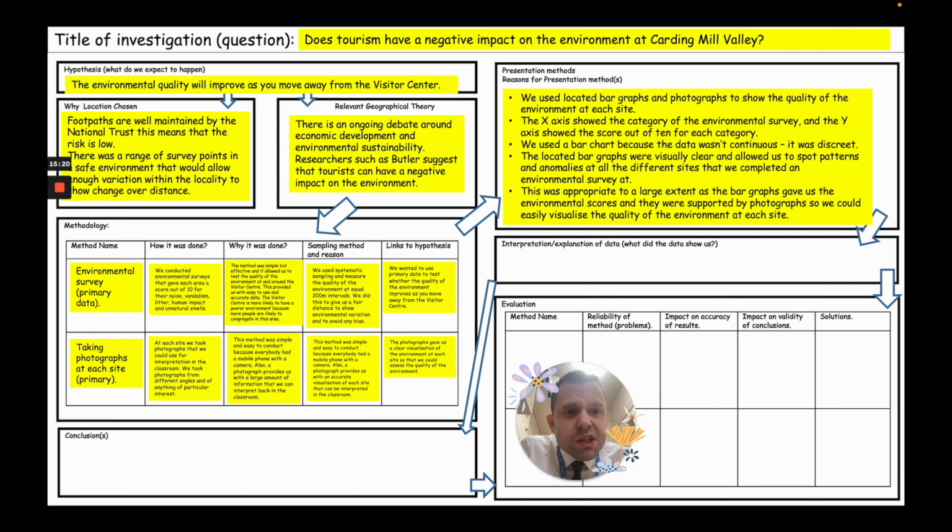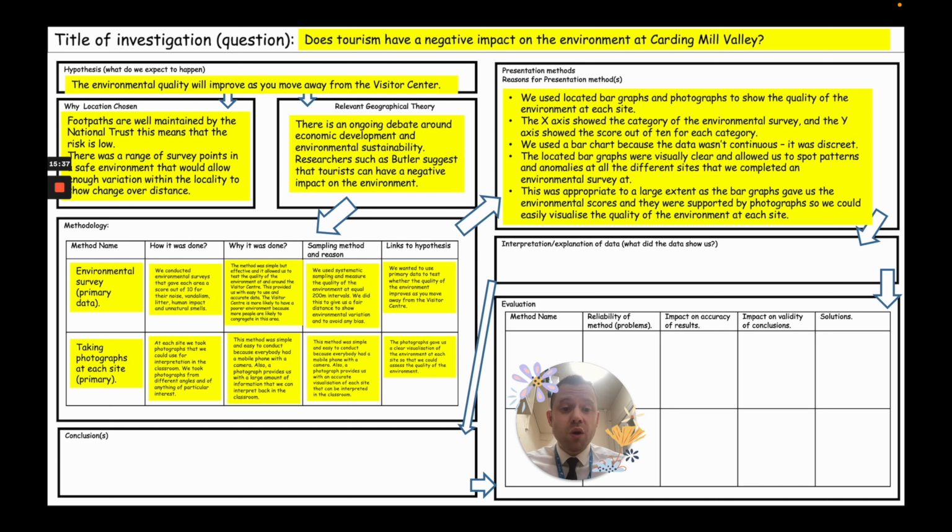Now, this is a statement you could learn. This was appropriate to a large extent, as the bar graphs gave us the environmental scores and they were supported by photographs, so we could easily visualise the quality of the environment at each site.